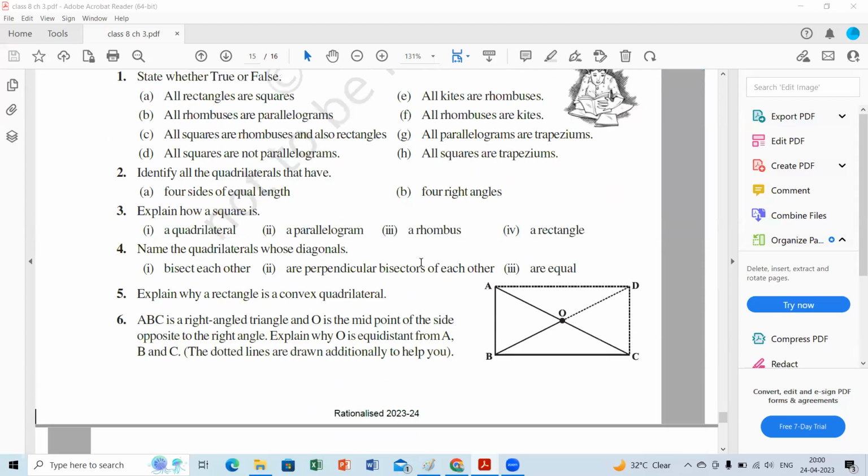Ma'am, the interior side, the vertices are pointed outside. Diagonals are interior. Very good. Yes, diagonals are interior, and convex polygons also have vertices pointed outside. Diagonals are interior. Very good point.